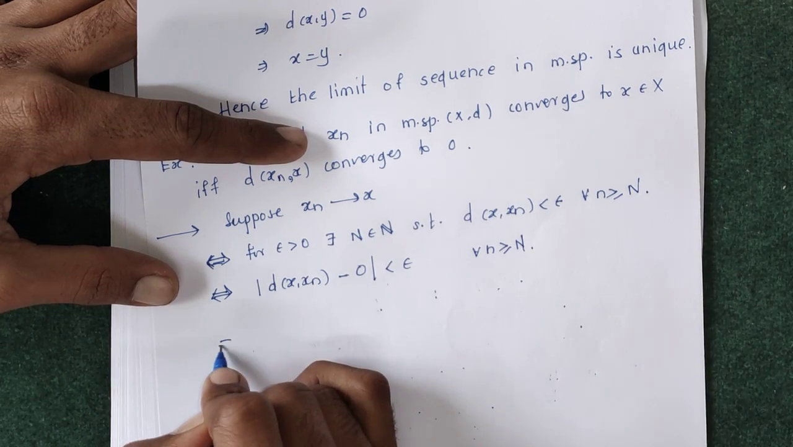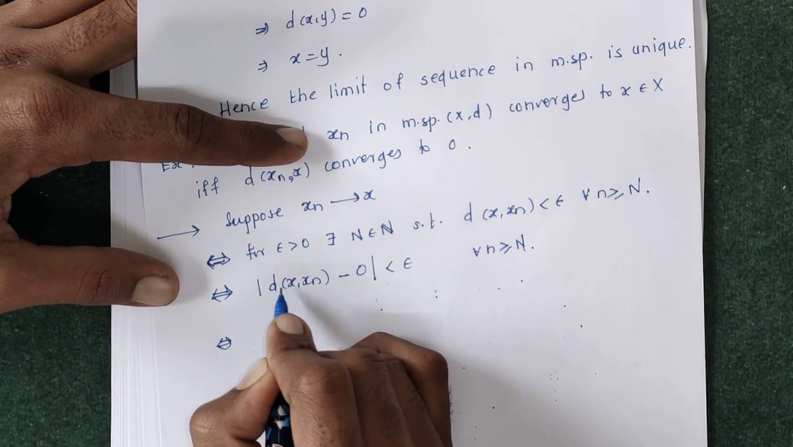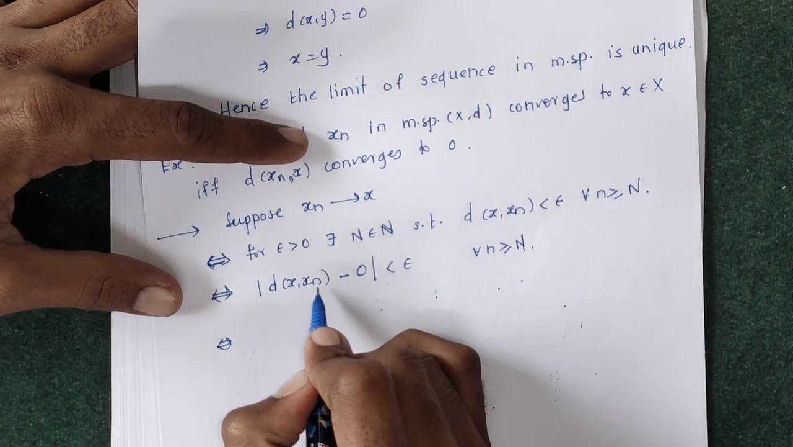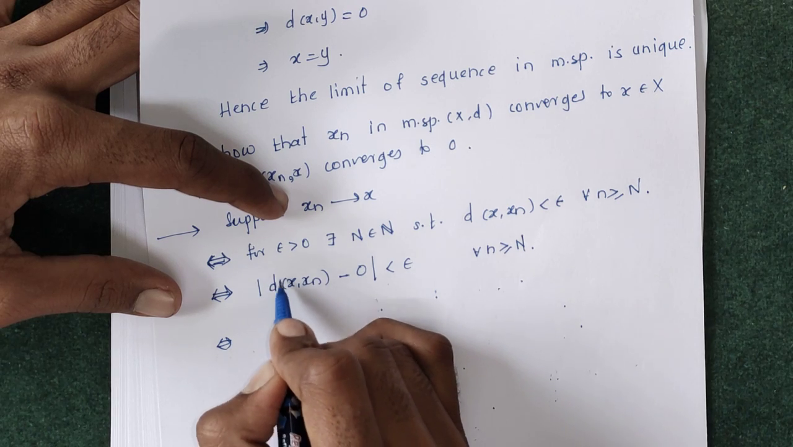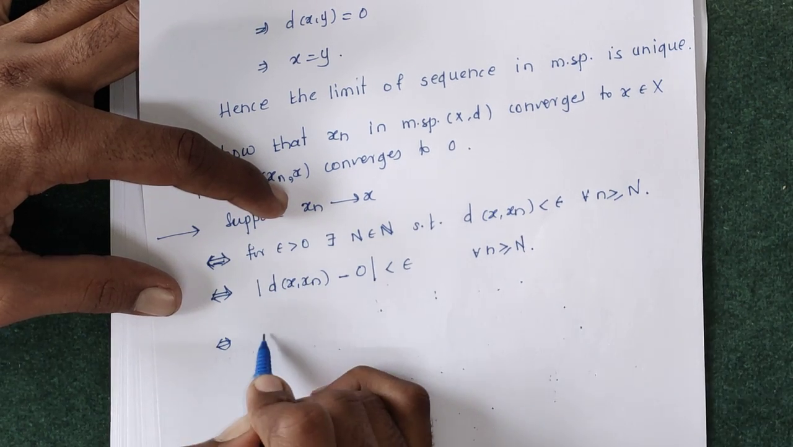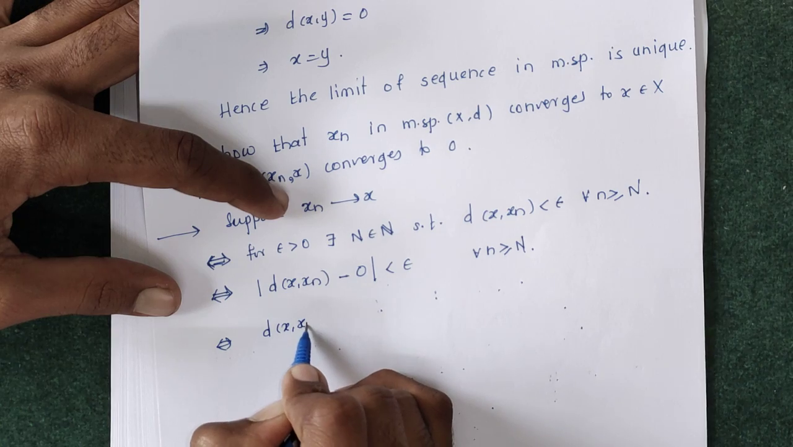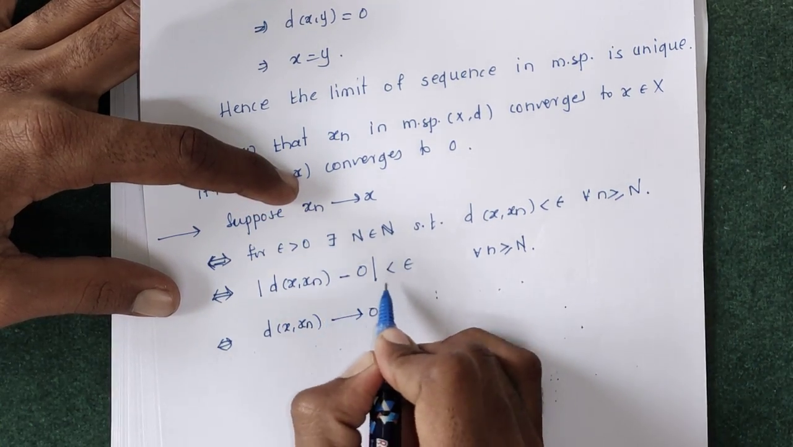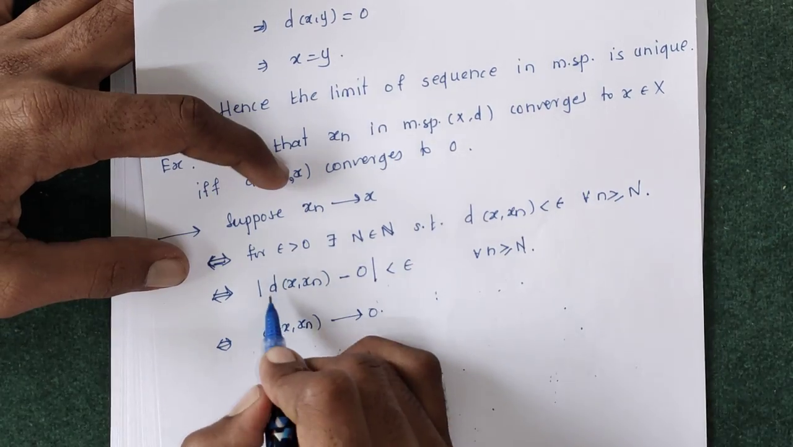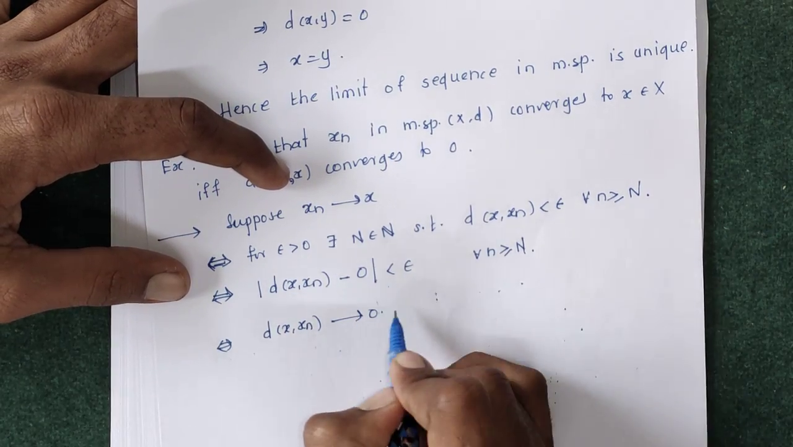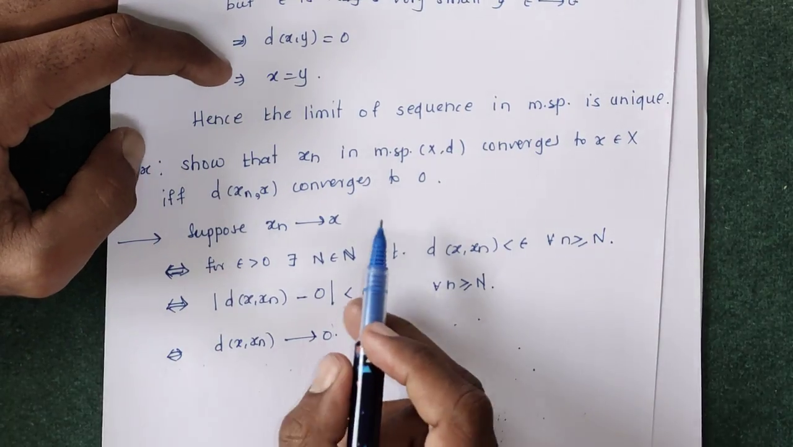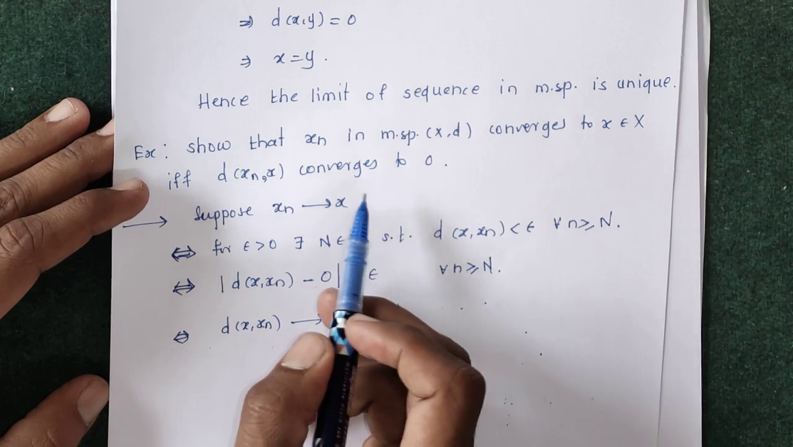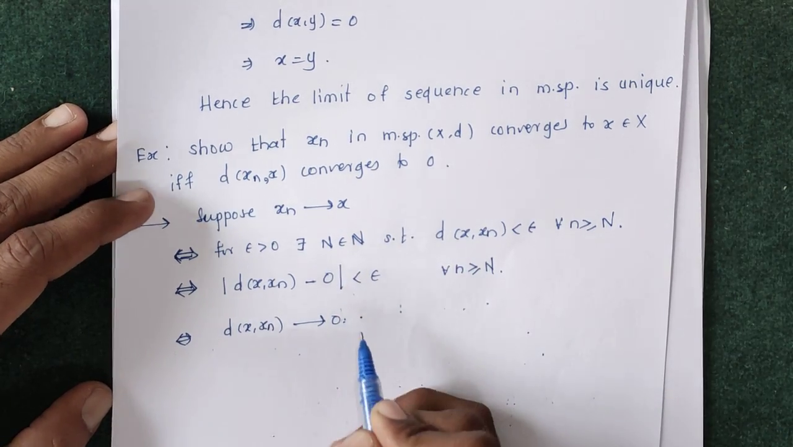So this implies, by if and only if, that the distance of x and xn tends to 0. Again by the epsilon-delta definition, the distance between x and xn minus 0 is less than epsilon means the distance between x and xn tends to 0. The mod of the distance of x and xn is less than epsilon, and epsilon is a very small number. So we can write the distance between x and xn tends to 0. So our sequence in the metric space converges to x whenever the distance between x and xn tends to 0. Hence the solution.